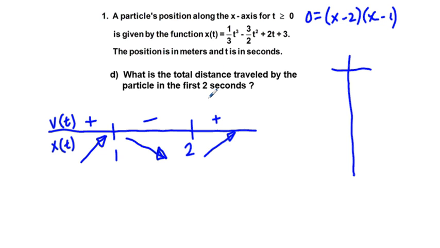So what is the total distance traveled by the particle in the first 2 seconds? Well, basically, we're at 0, and 1 and 2 are the points that we are interested in.